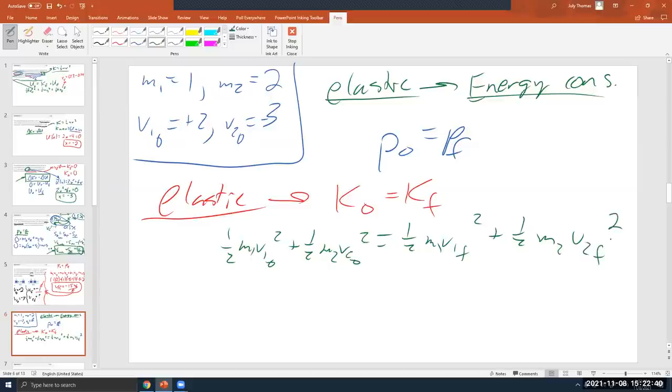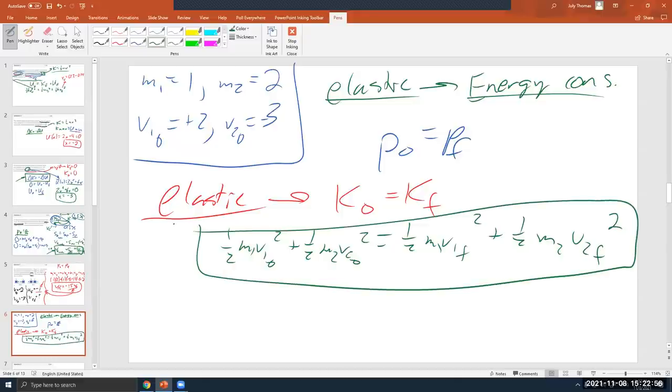And in truth, you can combine these two equations together and solve for a relationship between the squares of the velocities. I wouldn't recommend spending your time trying to memorize what that equation looks like. But just know that if you have an elastic collision, then you can also add the kinetic energies together. And that gives you two equations to work with.